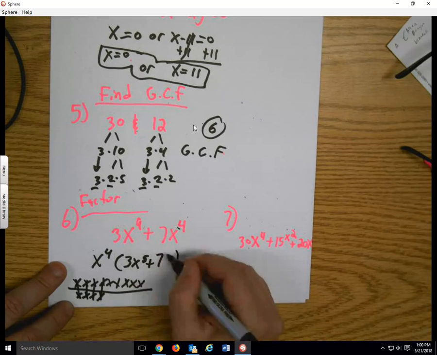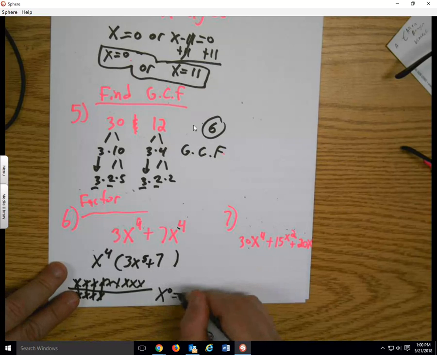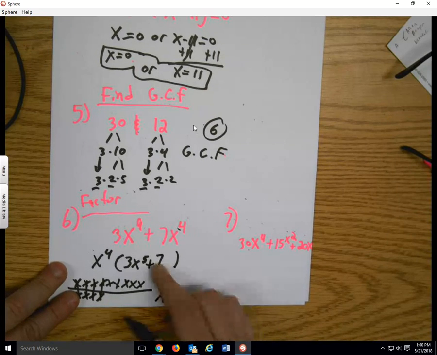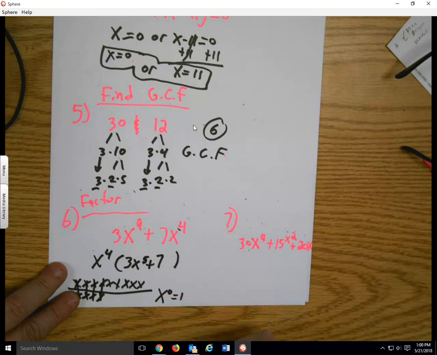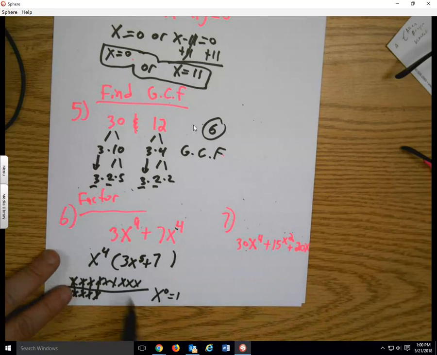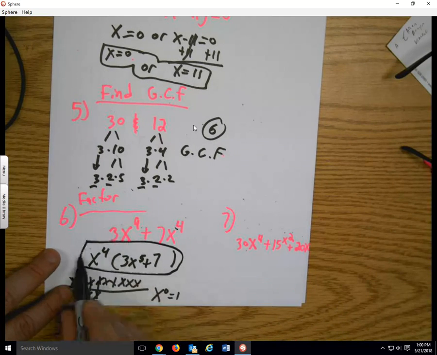4 take away 4 is 0, and anything to the 0 power equals 1. And 1 times any number is just that number, the identity property of multiplication. Another way to say it, though, is that 4 take away 4 is nothing, so don't even write any x. That's your answer. You just took out the GCF.